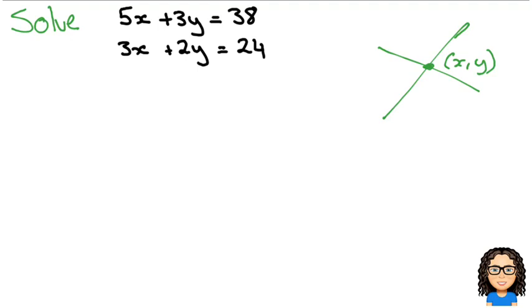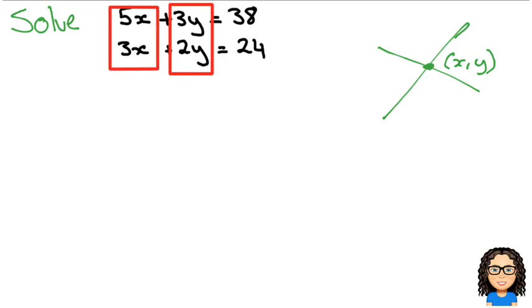But this one is not a straightforward elimination. If it was straightforward, then the coefficients of x or the coefficients of y would be the same number. In this case, they're not. So what we've got is on one side I've got 5x and 3x, and then I've got 3y and 2y. So before I can eliminate, I need to adjust these equations.